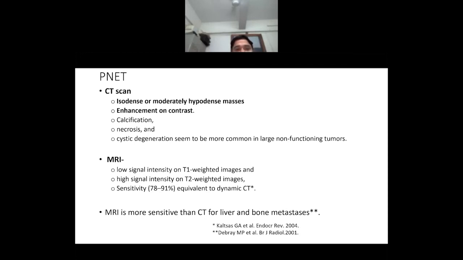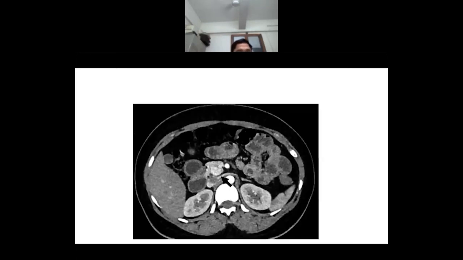On MRI, there is low signal intensity on T1 weighted images and high signal intensity on T2 weighted images. And the sensitivity of MRI is 78 to 91%, which is equal to dynamic CT scan. And MRI is more sensitive than CT for liver and bone metastasis. This is the incidentally found pancreatic neuroendocrine tumor on CT scan. Well-defined hypervascular lesion in the head at the uncinate process.